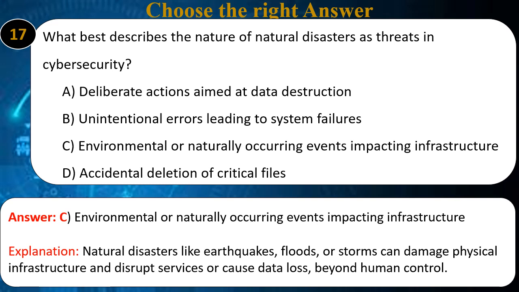Earthquakes, floods, and other events can damage power grids, communication networks, and data centers, leading to outages and loss of access to critical systems. Disrupting operations. Even without direct physical damage, natural disasters can disrupt operations by forcing evacuations, causing power outages, or hindering communication. This can make it difficult to maintain IT systems and respond to security incidents.